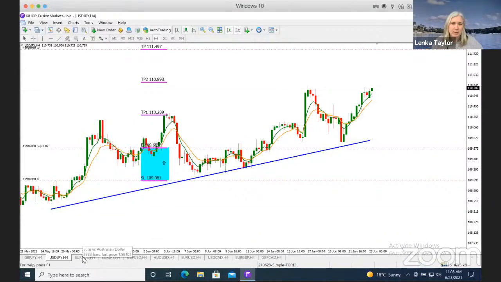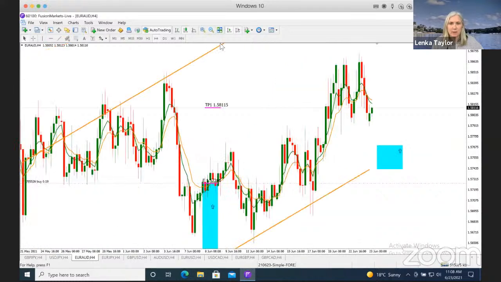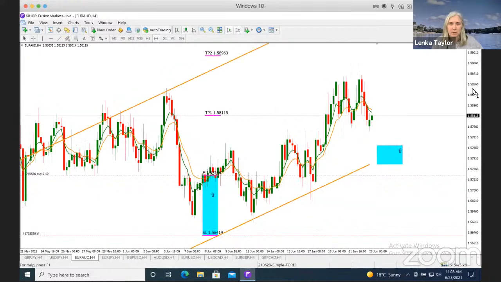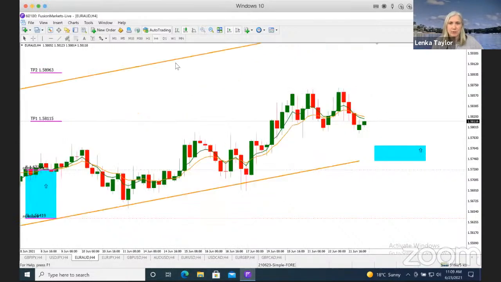The next currency pair I'm going to have a look at is Euro AUD. This currency pair, I'm also in already. So we have reached TP1. Still going sideways at this point. So holding still on this trade for a long.